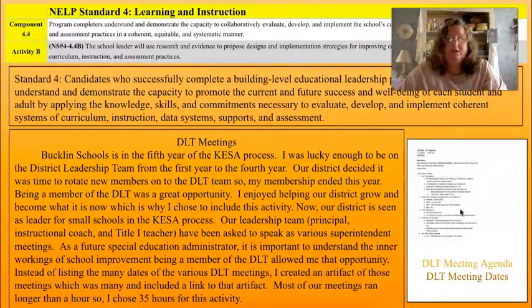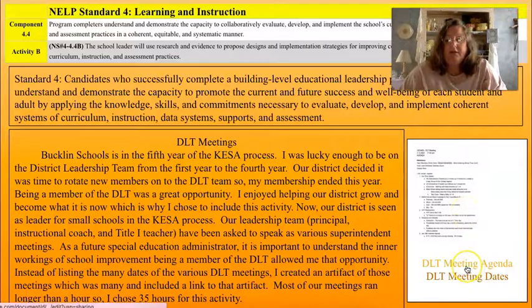First is the district leadership team meetings. We are in our 5th year of the KISA process, and I was lucky to be on the district leadership team from the 1st year to the 4th year. Our district decided to rotate new DLT members, so my membership ended this year. However, it really was a great opportunity for me.